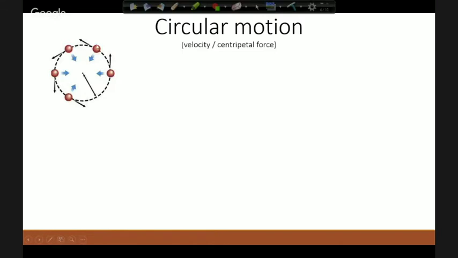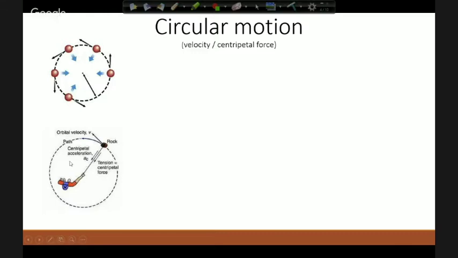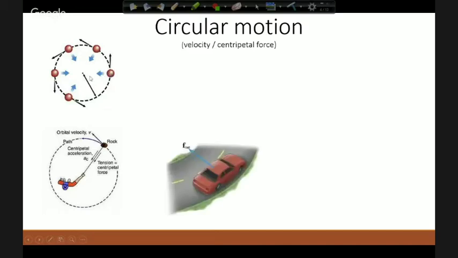If this ball was on a string and you were to snip the string, at any one moment the ball would keep going in a straight line perpendicular to the string. So it must be accelerating towards the middle. That's what's keeping it in circular motion, as we can see here from this rock on a string. This acceleration is caused by a resultant force. And we call that force centripetal force. So centripetal force acts towards the center of the circle.